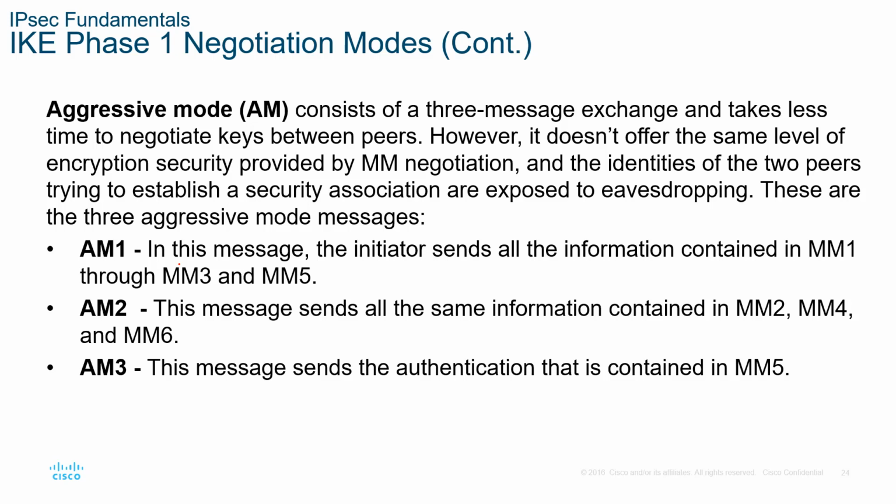Again, aggressive mode consists of just three messages, and this helps to cut down on the negotiation between our peers. However, it doesn't offer the same level of encryption provided by MM, and it will identify the two peers used to establish the security association between them. Be careful of the end devices. If you're using two Cisco devices, you can do MM or you can do AM. If you're using a Cisco device and another brand, you have to pay attention to which mode they can operate in.